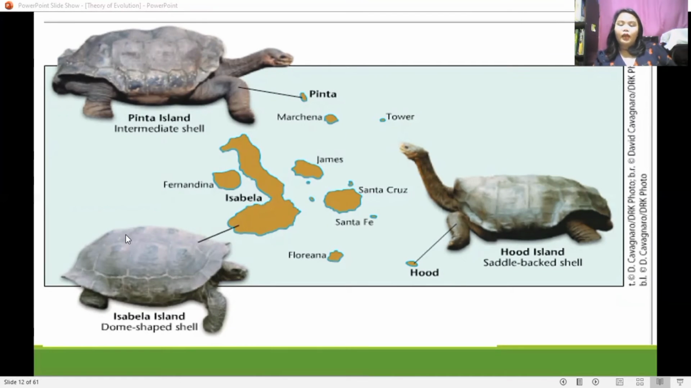For example, the Hood Island one corresponds to the tortoise on the right that has a long neck and a shell that is curved and open around the neck and legs, allowing the tortoise to reach the vegetation. The tortoise from Isabela Island on the lower left has a dome-shaped shell and a shorter neck, as you can see. The vegetation on this island is abundant and closer to the ground. The tortoise from Pinta Island has a shell that is intermediate between these two forms. That is his observation.